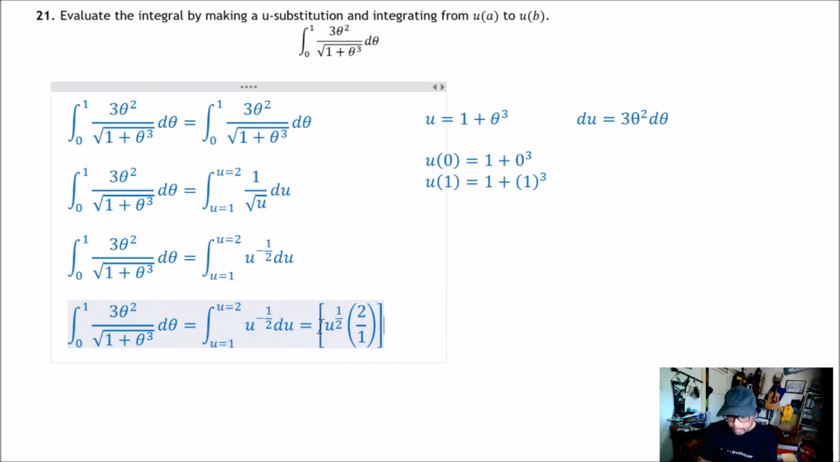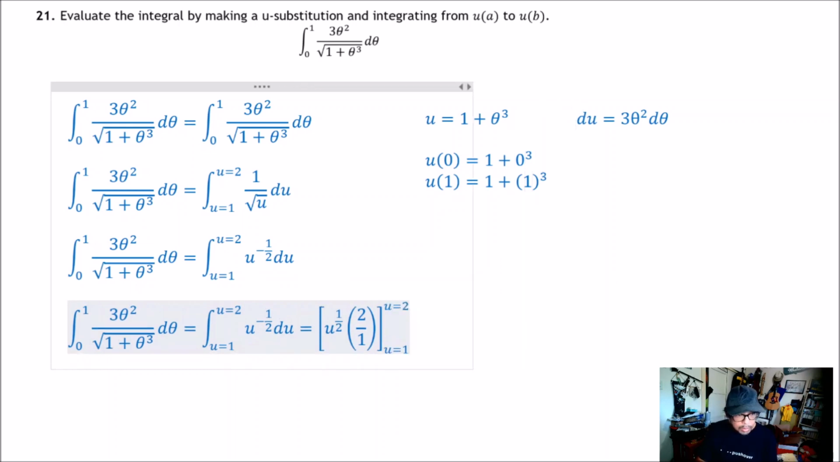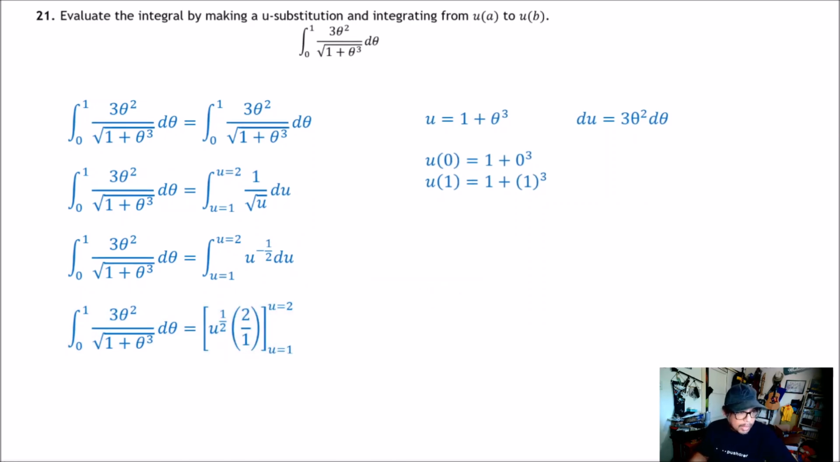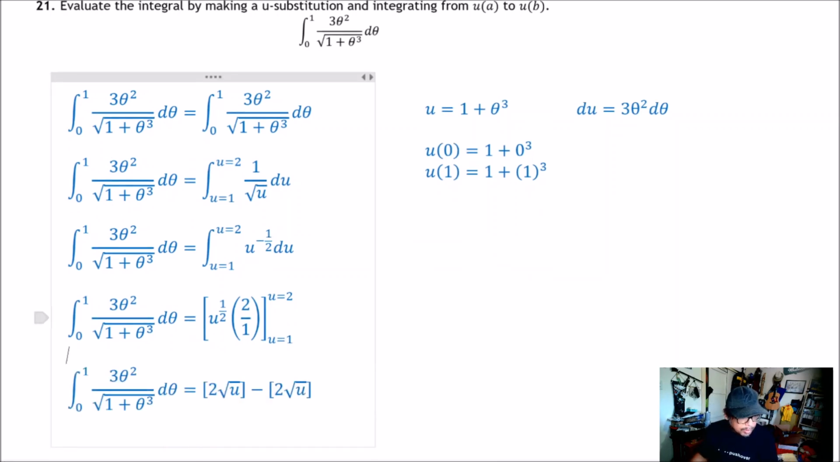And this goes from u equals 1 all the way to u equals 2. Get rid of that intermediate step here. Now we just substitute. First thing we're going to substitute is u equals 2. Let's put a 2 here. And then we're going to substitute u equals 1. Let's put a 1 here.